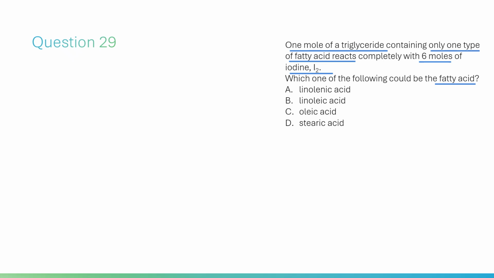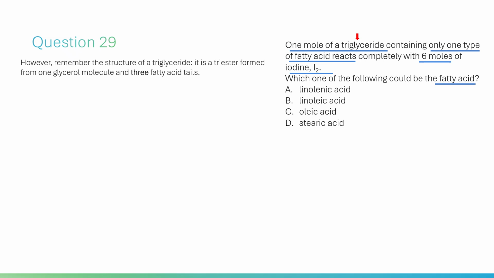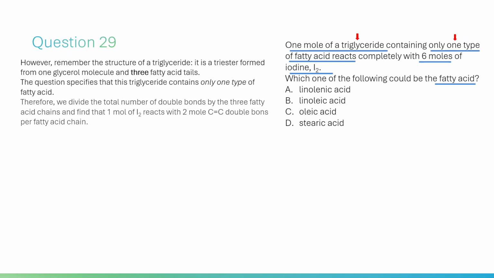However, remember the structure of a triglyceride. It is a triester formed from 1 glycerol molecule and 3 fatty acid tails. The question specifies that this triglyceride contains only one type of fatty acid. Therefore, we divide the total number of double bonds by the 3 fatty acid chains, and find that there are 2 C=C double bonds per fatty acid chain.